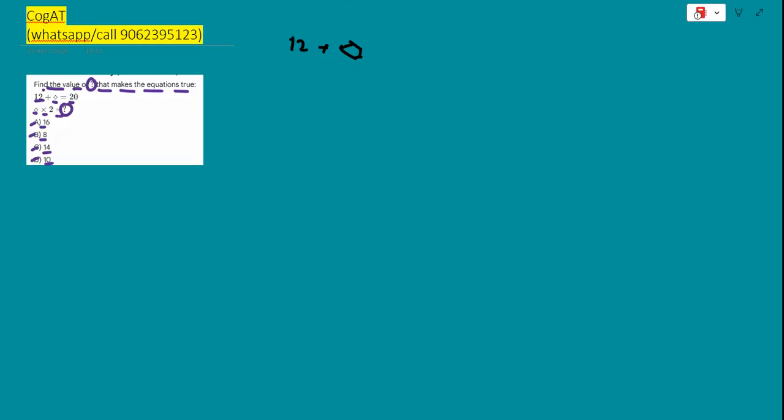this is 20. Now in the world of CogAT, shapes are just celebrities in disguise. So this diamond is a number trying to hide from us. Now some people look at this and start sweating. Don't. We use the inverse operation maneuver. If 12 plus something equals 20, then that something must be the difference between 20 and 12, right? So this diamond is basically 20 minus 12, that is 8.